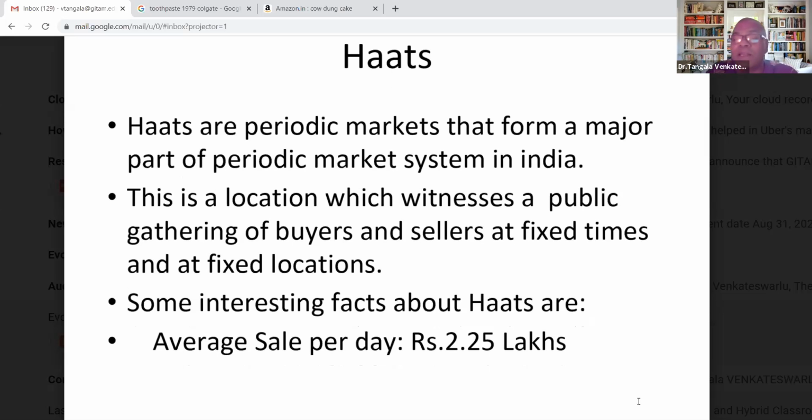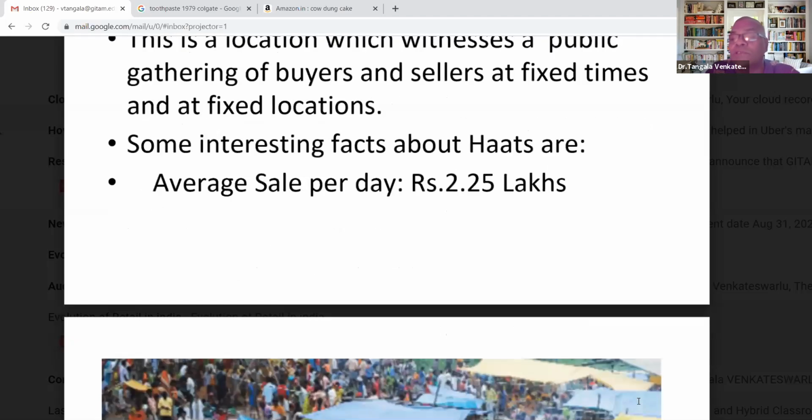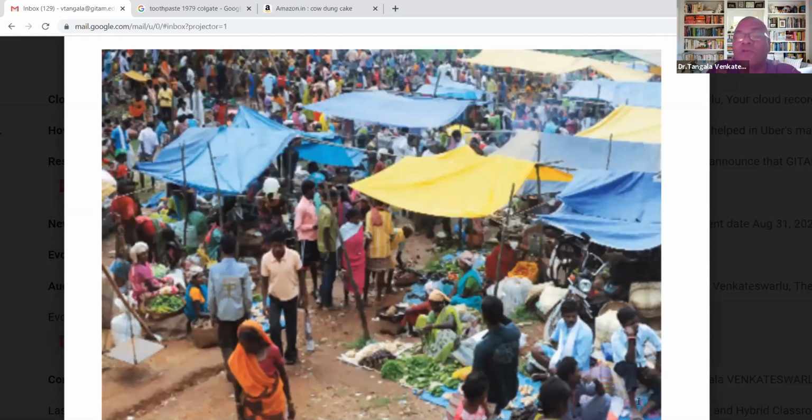Some interesting facts about hearths: if there is a hearth happening in a particular place, the average sale, according to 2011 statistics, is 2.25 lakhs per day. Most of the retailers who put up their stalls there will be making 10, 50, 5,000 or 2,000 like that, based on the products they have. So this is the image of a hearth. Are you able to see? Yes, sir. Okay.